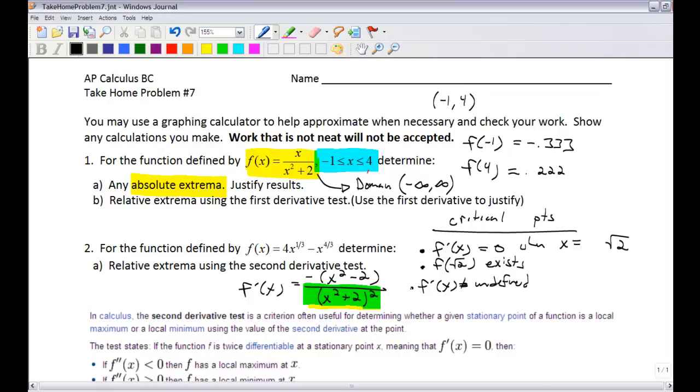Okay, critical point. So I know when my derivative is 0 within that interval, -1 to 4, and I also said f prime of x does not equal undefined. Right, so that's the two spots your critical points can show up. So, well, now what do I do?